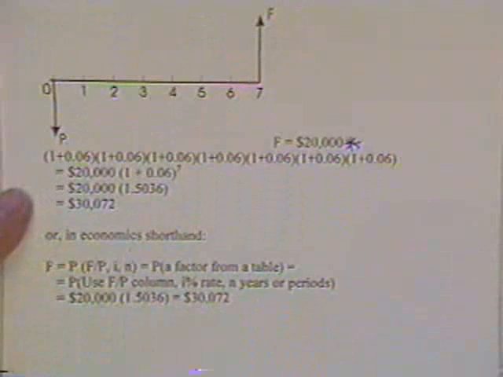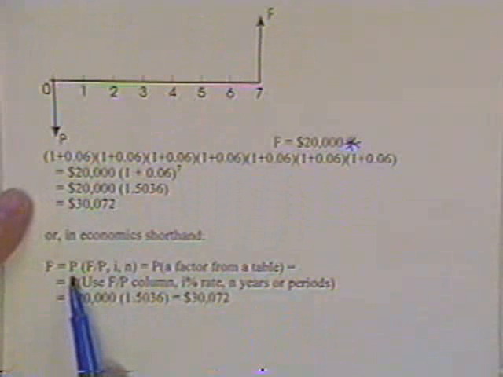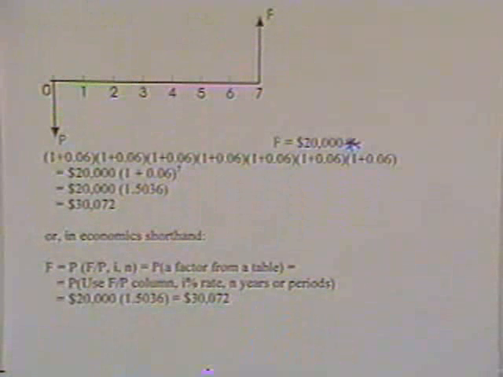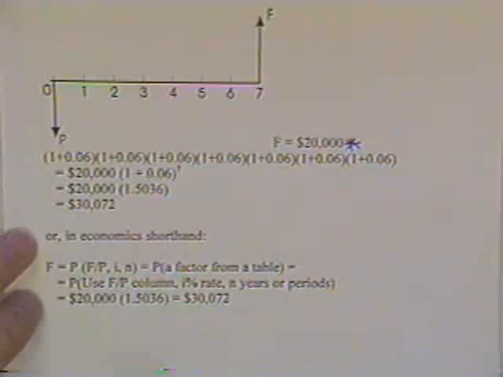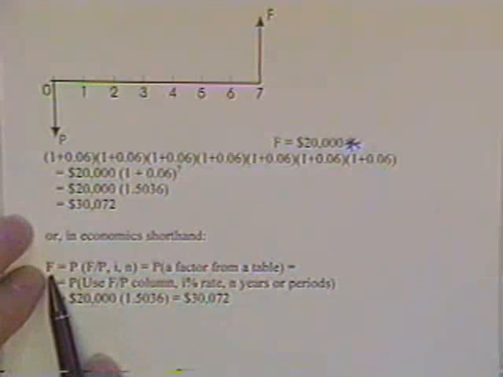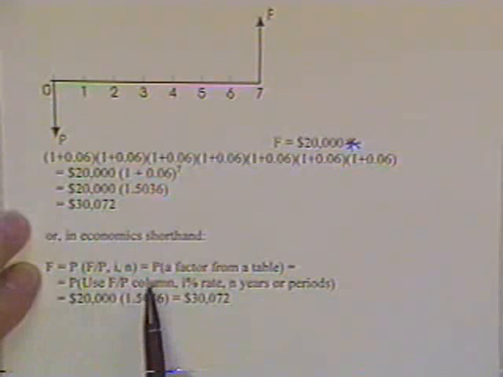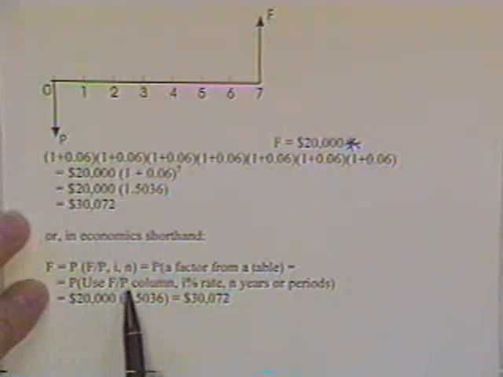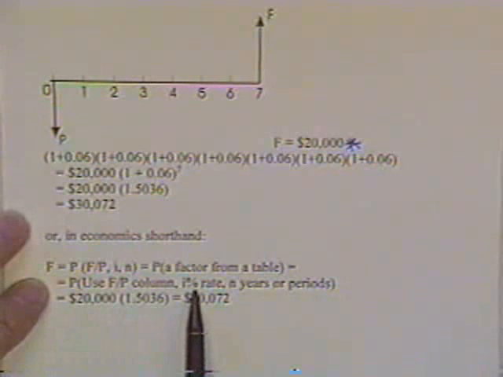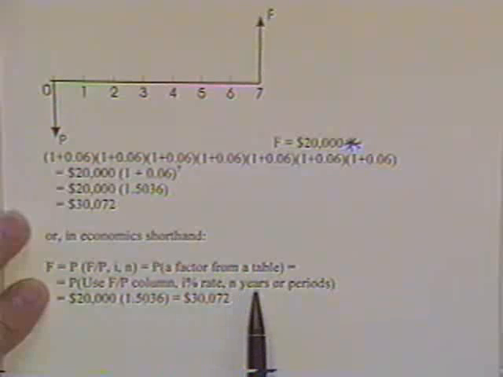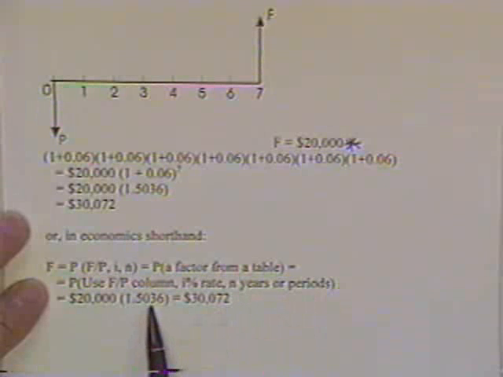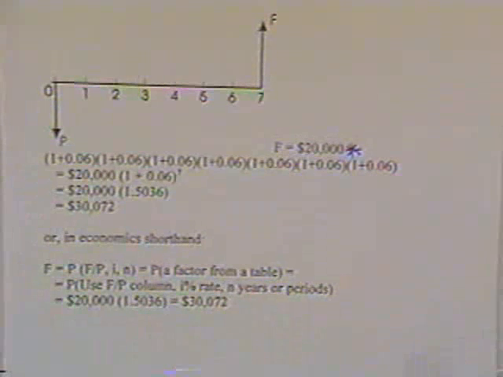Or, in economics, you would say, I have the present value of the money that was borrowed. I would like to change it into the value of the future money having to be repaid. You do that by multiplying by F over P, and that tells you to use the F over P column, the I% rate, and N years or payment periods. You get the same factors you do in the original equation, and therefore you owe the same money, $30,072.